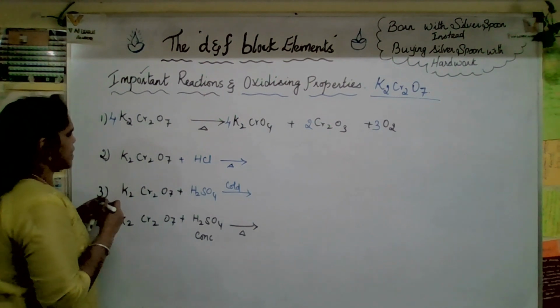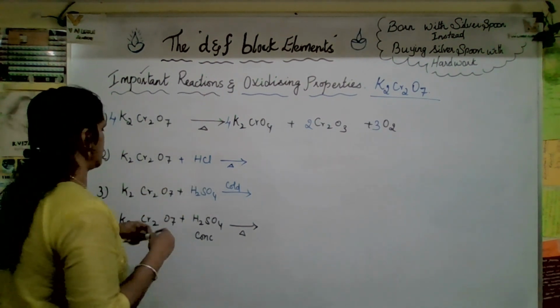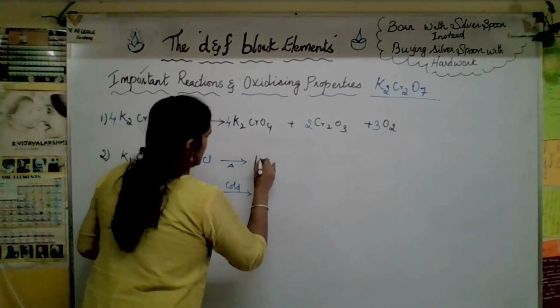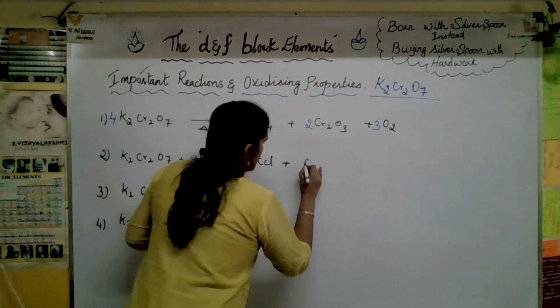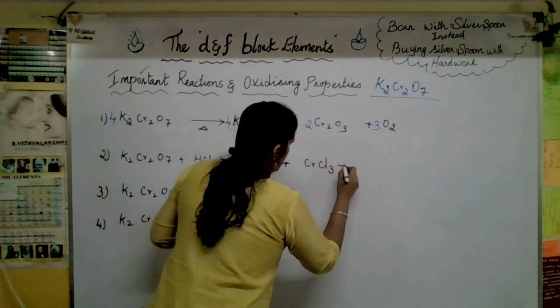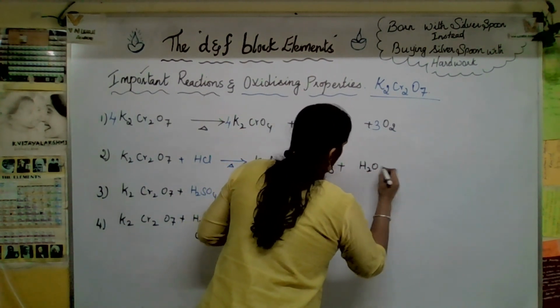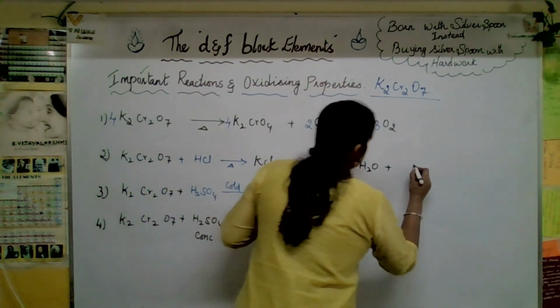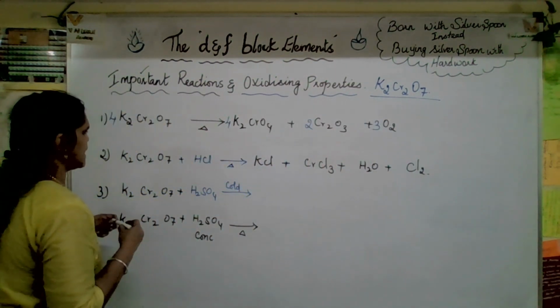Now the next one: K2Cr2O7 plus HCl, if you heat, what will you get? Definitely KCl is the main product, plus CrCl3 plus H2O plus Cl2. Right? Now balance that equation.